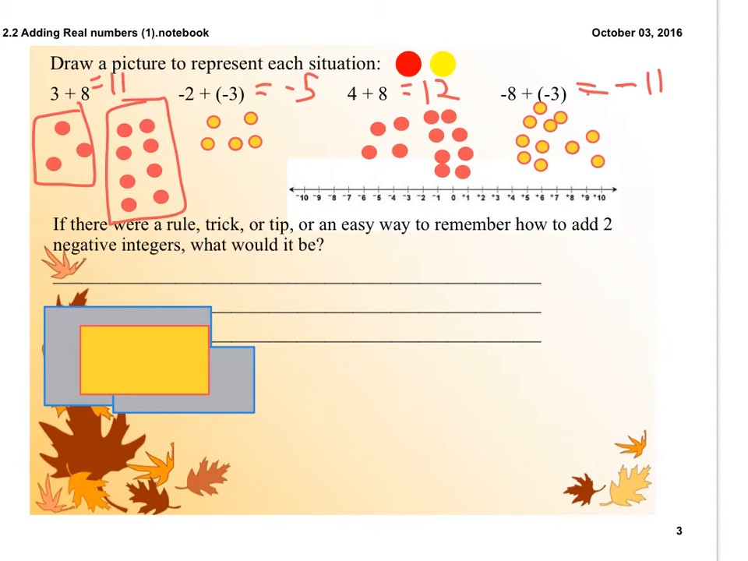And what I want you to do right now is try to think about what we did and see if you can come up with a rule, a trick, tip, or an easy way to remember how to add 2 negative integers. I want you to write that down and then keep going with the video, and we'll see if what you wrote down makes sense.